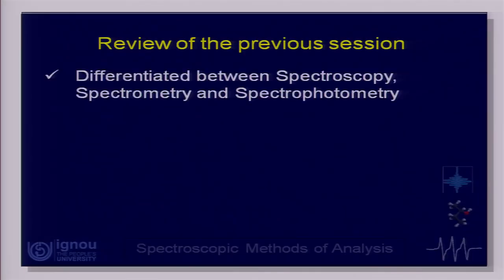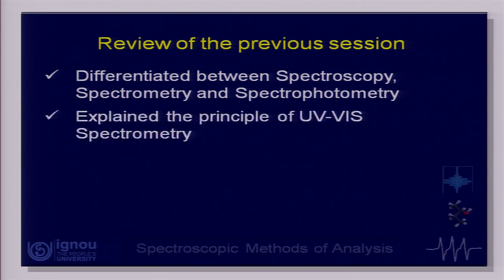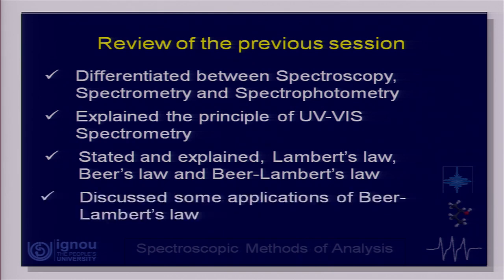Okay, let's move further. In the previous session, we basically started by differentiating between three very closely related and very important terms in spectrometry: spectroscopy, spectrometry and spectrophotometry, because these terms are really important to understand. Having done that, we talked about the basic principle of UV visible spectrometry, and in this context we came to the Lambert law, Beer law and Beer-Lambert law, and towards the end we talked about some applications of the Beer-Lambert law. That is what we did in the previous session.